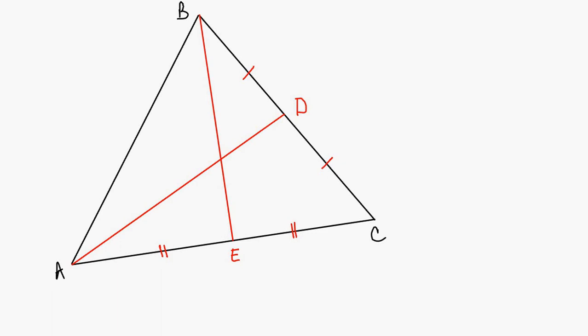Your last median will come out of vertex C. It's going to hit the other two medians, or go through the point where they intersect. All right, so we'll call that F, and this piece is going to be congruent to FB. AF is congruent to FB. So there's your three medians in a triangle. They're concurrent at the centroid.